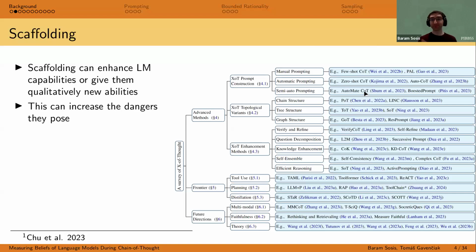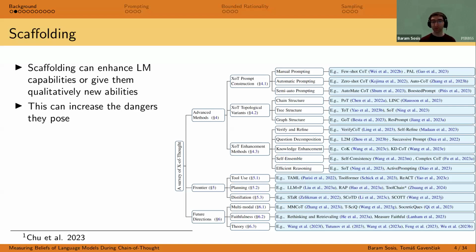There are lots of different varieties of chain of thought. There are more exotic things like tree of thought and graph of thought. There are systems integrating language models with planners, like Augustine talked about the other day. There are various agent-based systems. All of these things can enhance the abilities of language models or give them qualitatively new abilities, things they basically couldn't do without any kind of scaffolding. And this can really change the danger landscape of language models, change the kinds of risks they pose, and generally, I think, increase the risks.